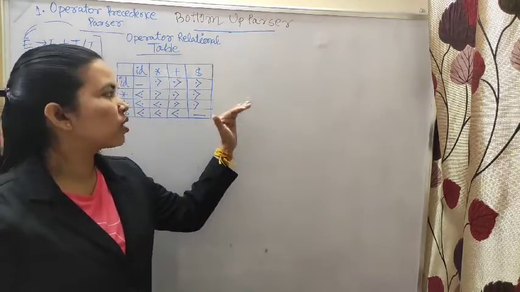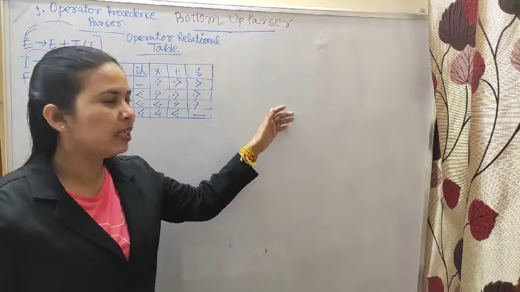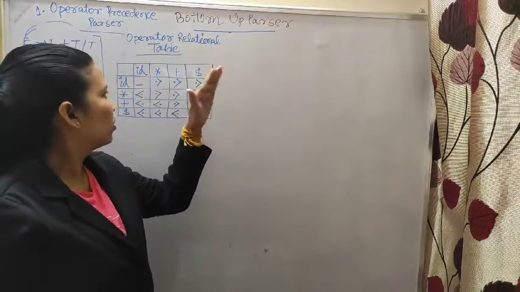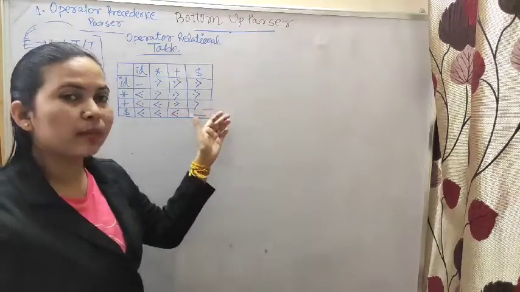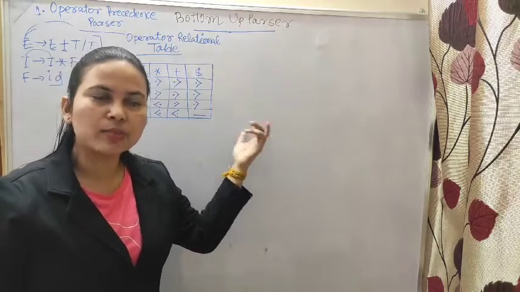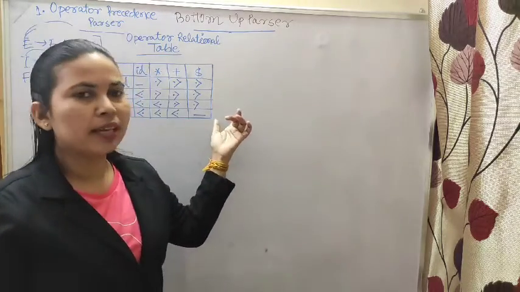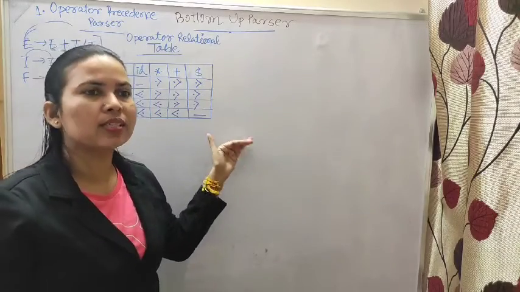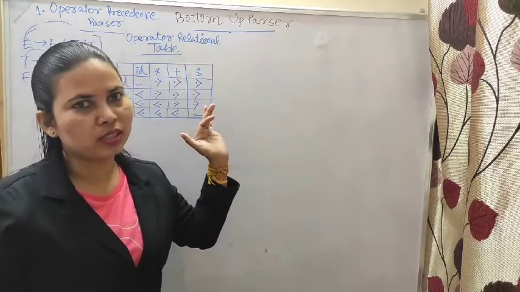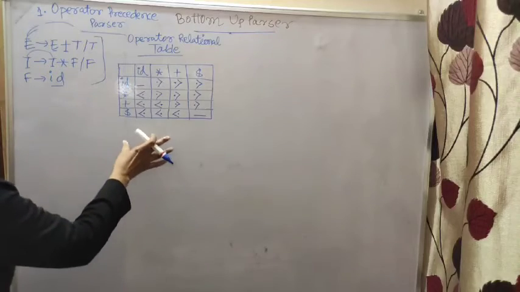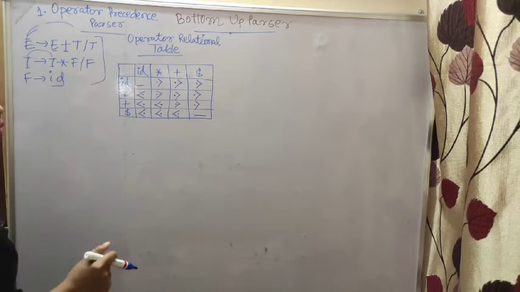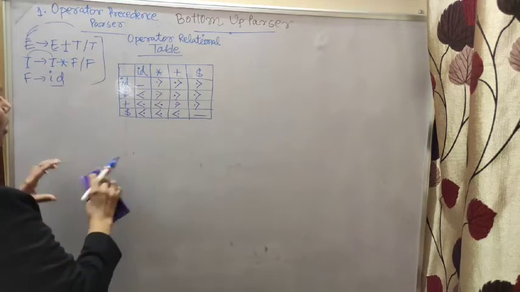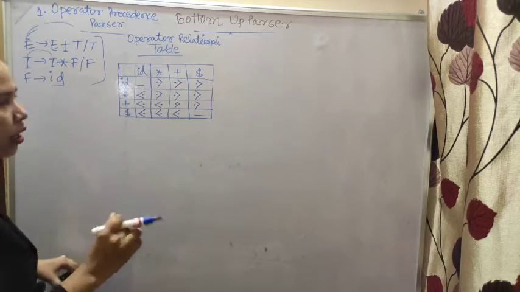Precedence means we check higher and lower precedence. Otherwise, we check associativity, left associative or right associative, if the same operator is given. Otherwise, if a different operator is given, we check whether it has the highest or lower precedence. Then we will fill up the operator relational table, and through that table we will draw a graph.